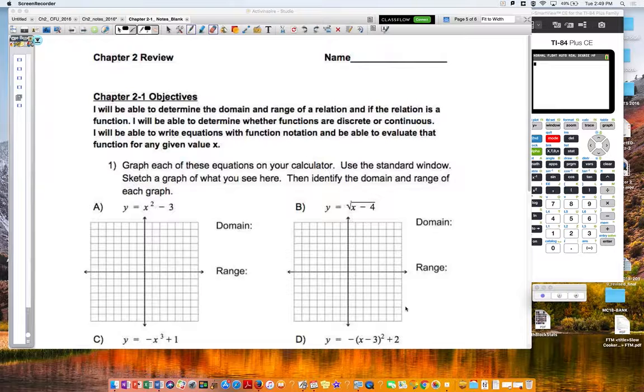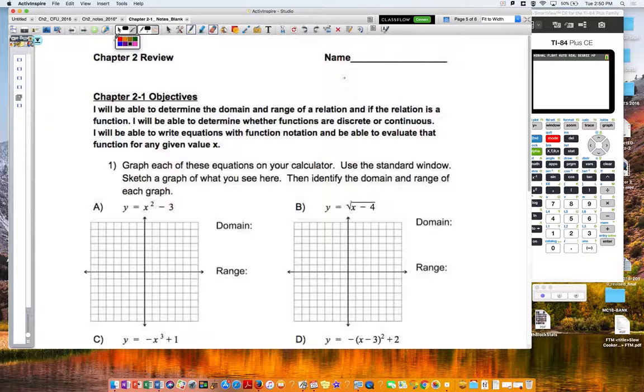All right, let's take a look at the Chapter 2 review. So we've spent the last day and a half to 2 days working on this objective, basically looking at domain and range of a relation, seeing if the relation is a function, also determining whether functions are discrete and continuous, and then lastly but not least, being able to write equations with function notation and evaluate those. So we're going to take you through all of these objectives today in this review.